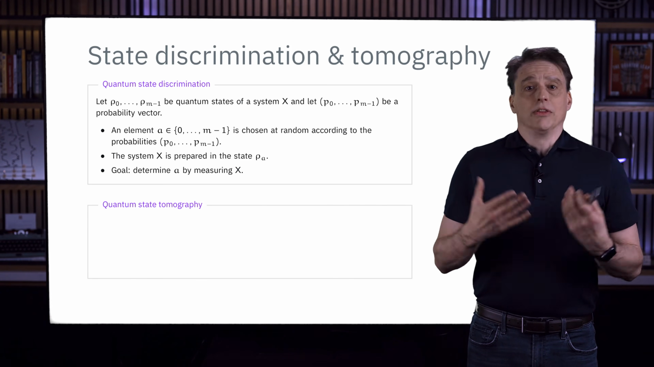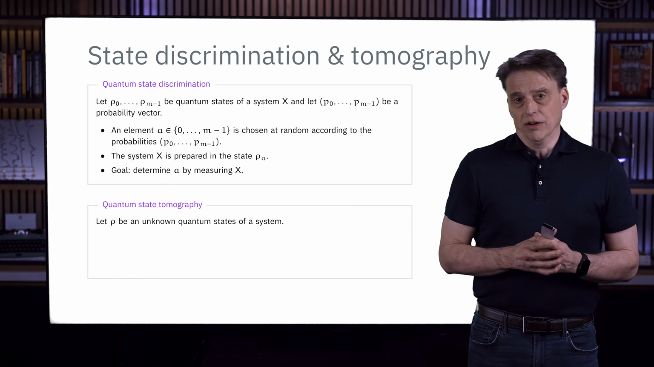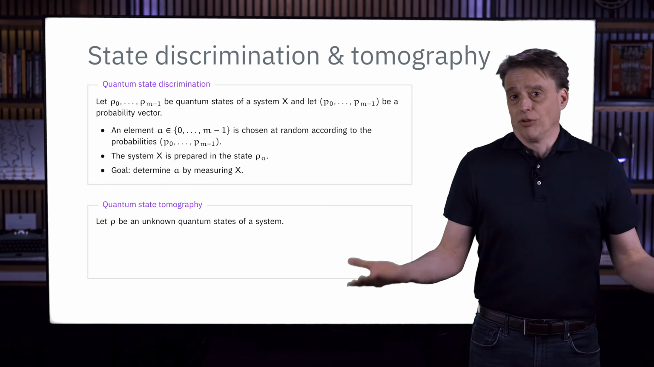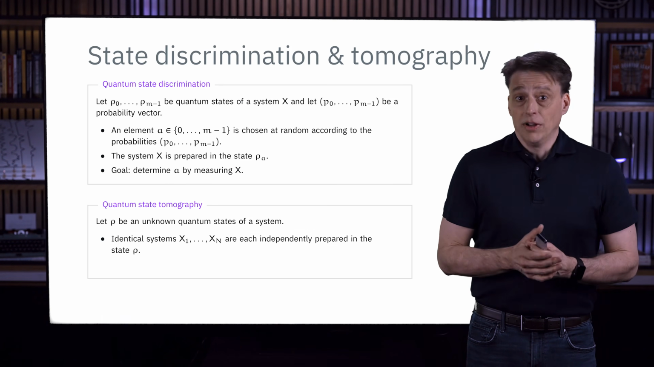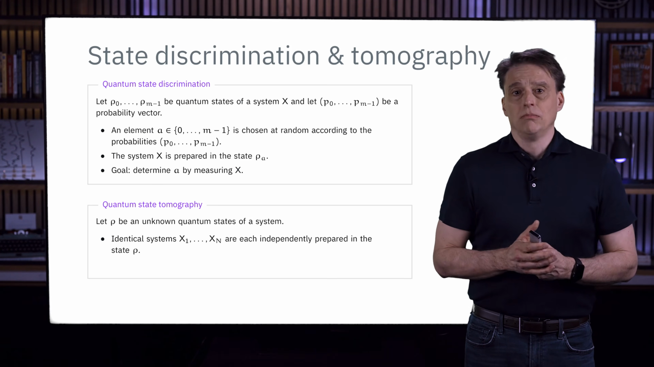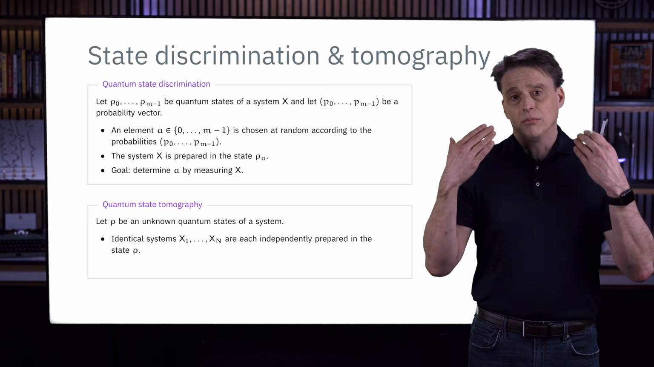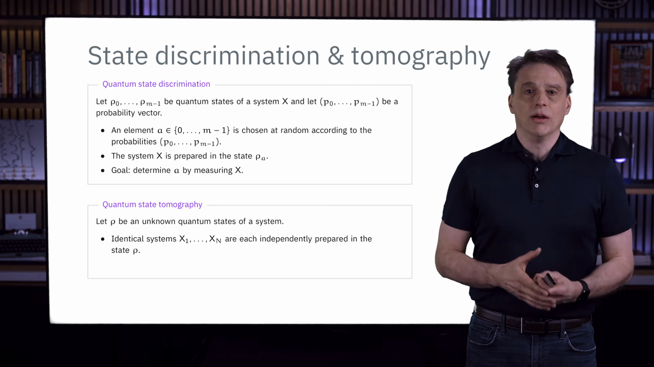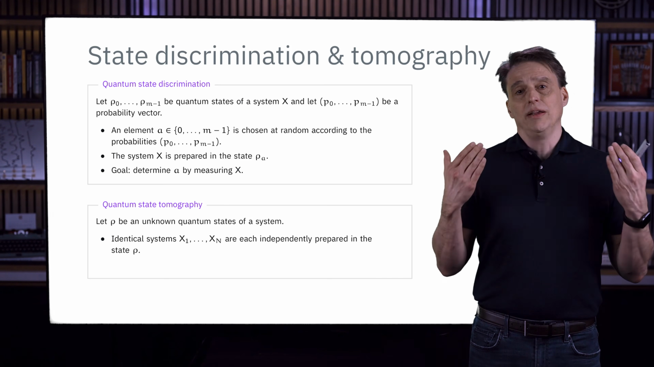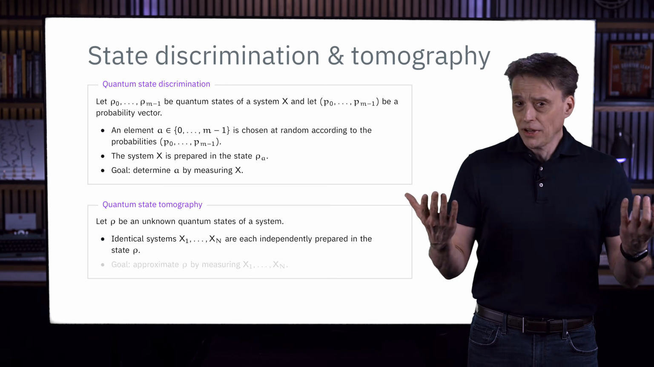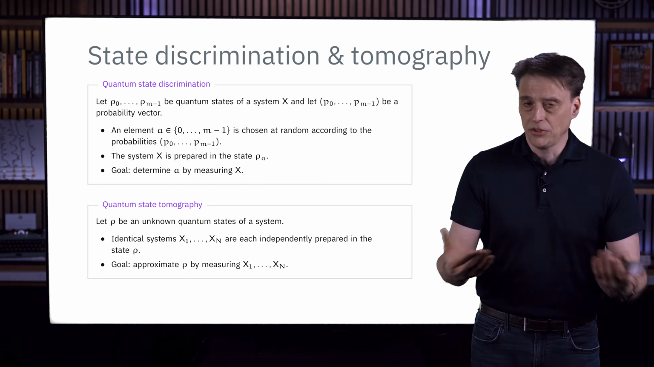Quantum state tomography, on the other hand, is different. Here, we have an unknown quantum state of a system, so there's typically no prior or any information about possible alternatives. This time, however, it's not a single copy of the state that's made available, but rather many independent copies are made available, which is to say that for some possibly large number n, we have n identical systems, X1 through Xn, that are each independently prepared in the state ρ.